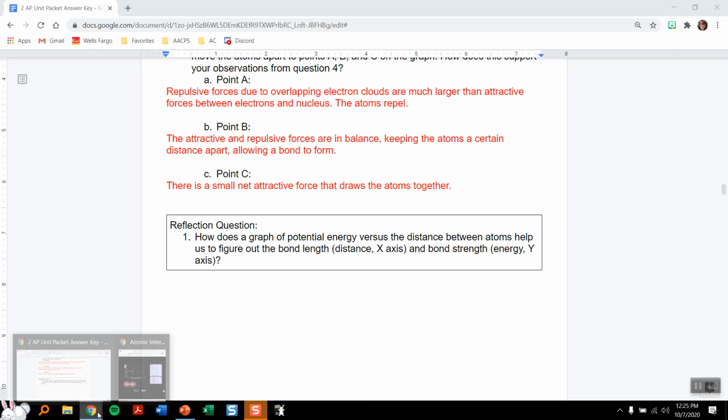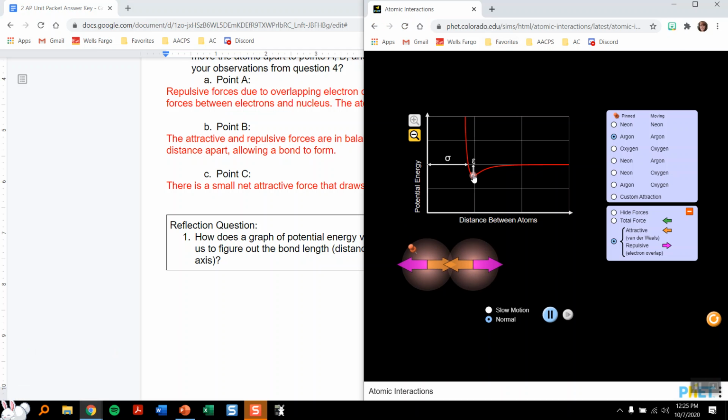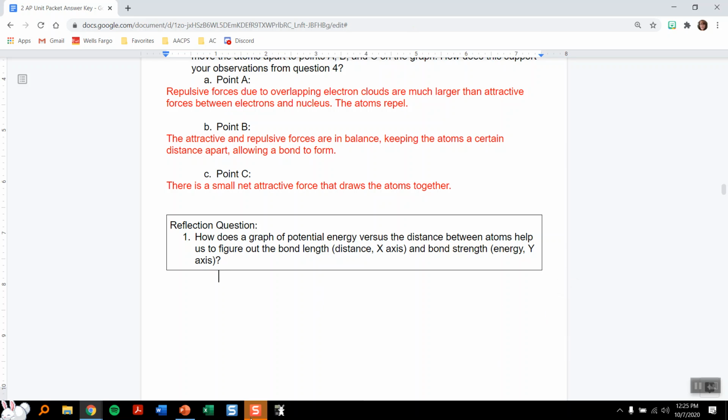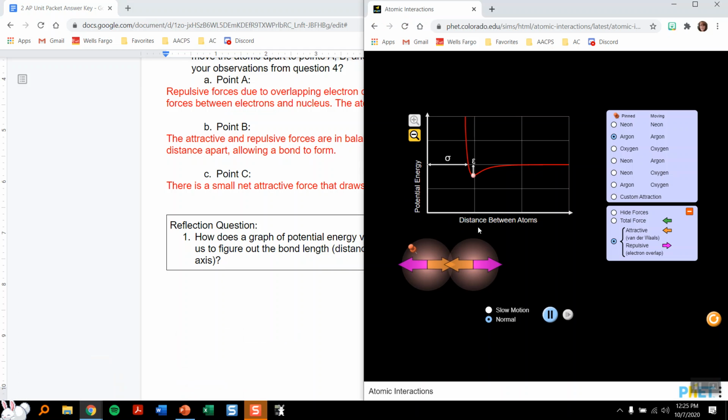So on our graph, the bond strength is represented by the depth of this well. So the deeper this well is, the more stable that molecule can be in terms of its attractive and repulsive forces. So that really is a measure of the bond energy. Bond length can be measured from the distance that's between the atoms. So wherever the bottom of this well lies, that gives you the distance that has to be between those atoms for those forces to be in balance. So that's going to give us the bond length.